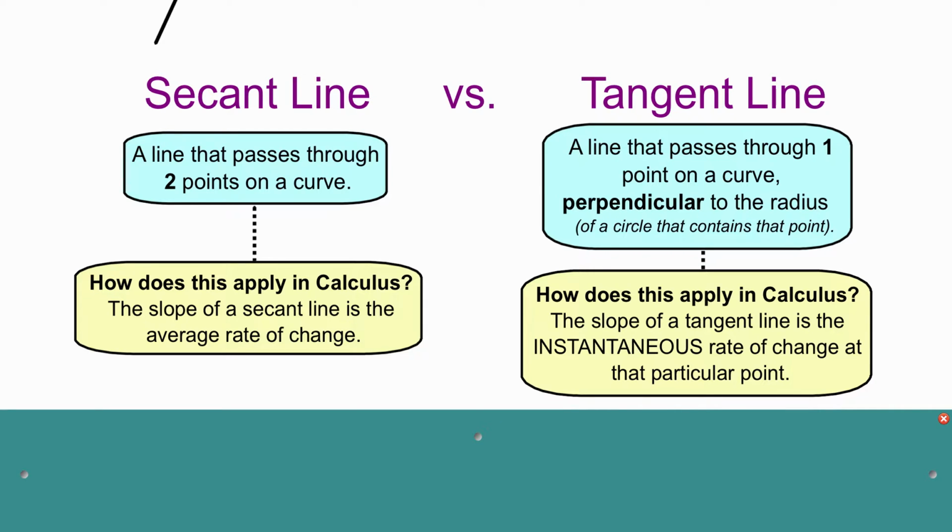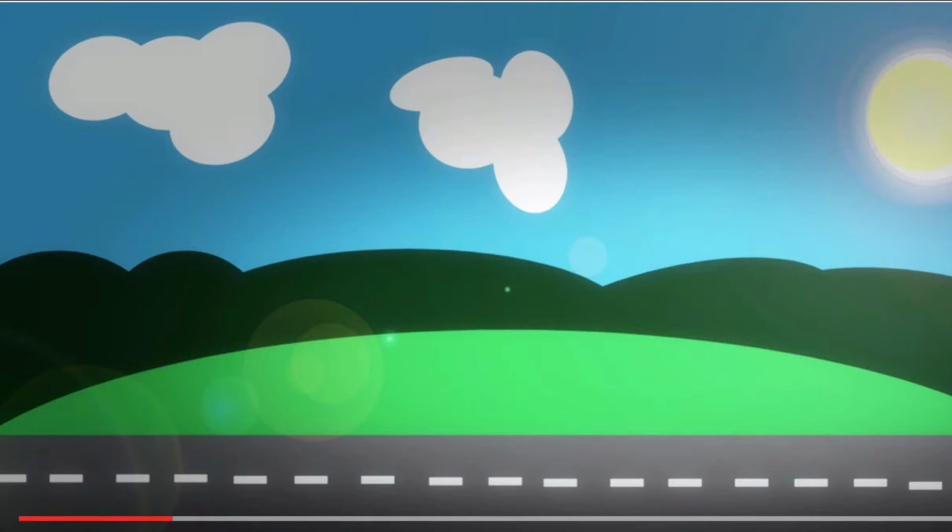How does this help us in calculus? Well, the slope of the secant line is something we call the average rate of change. The slope of the tangent line is the instantaneous rate of change at a particular point. Awesome. Wait, what does that mean?